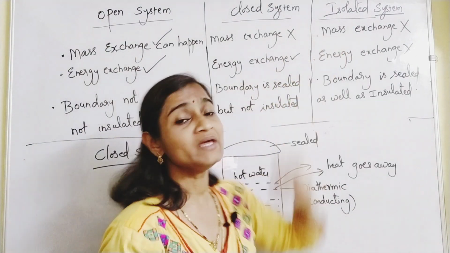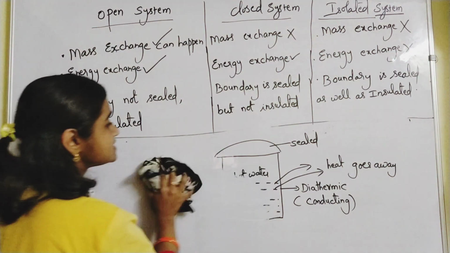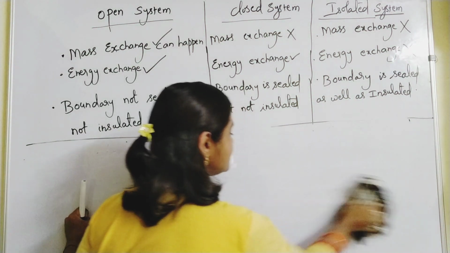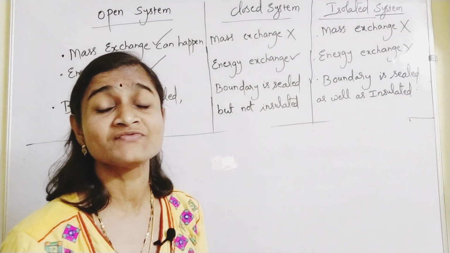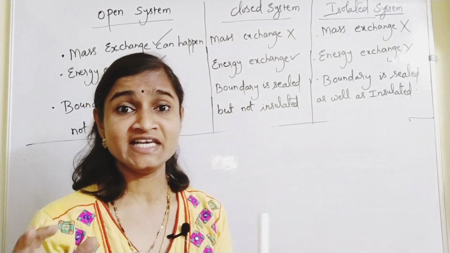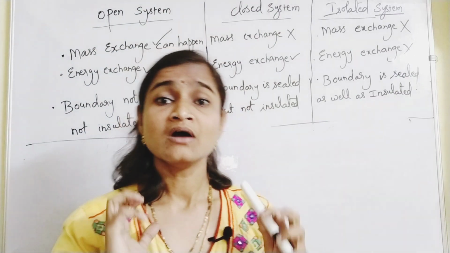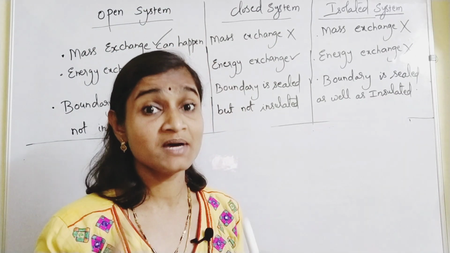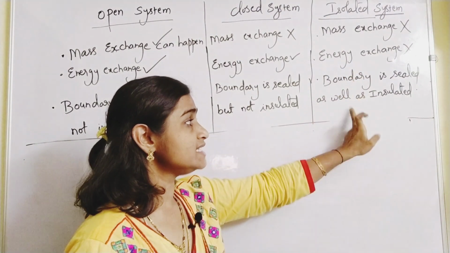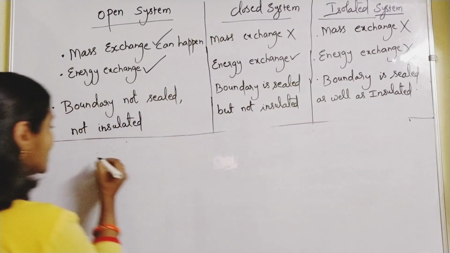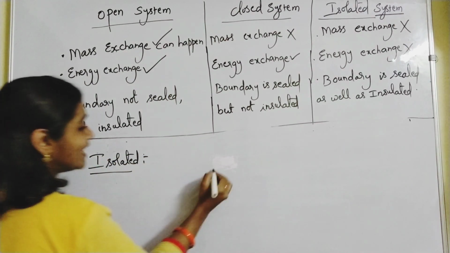Now coming to the isolated system. The best example is a thermos flask. You people will be using a thermos flask. Everything is sealed from the sides also, an adiabatic boundary, as well as from the top, also adiabatic. Totally sealed. As I just said, the boundary is sealed as well as insulated. So that is an isolated system.